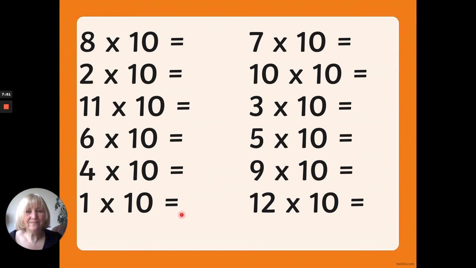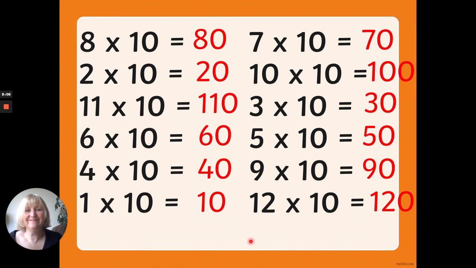Okay, are you ready to check your work? There were some that were a bit tricky. This one here, 11 times 10. This one here, 12 times 10. Let's see. There's your answers. So make sure you've checked your work and see if you got them all correct. If you didn't, don't worry. Have a little think and a talk to your grown-up. And look, here's that tricky one.